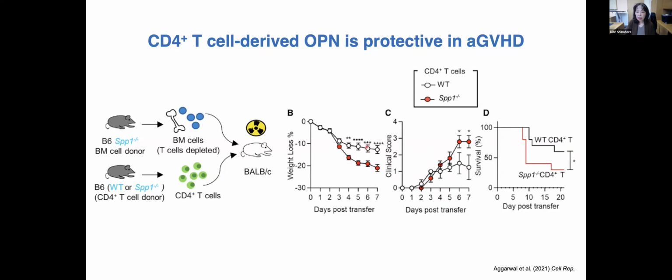So we transferred those cells to irradiated biopsy recipients. And then the data was really clear that for weight loss, we found more weight loss without OPN. So this is SPP1 knockout, which is no OPN in CD4 T cells. When we looked at that, OPN generated by T cells seems to be beneficial. Same thing for clinical score: we also saw a more severe clinical score in knockout CD4 T cells. Same thing for survival. Wild type behaved better in survival, but not the knockout.